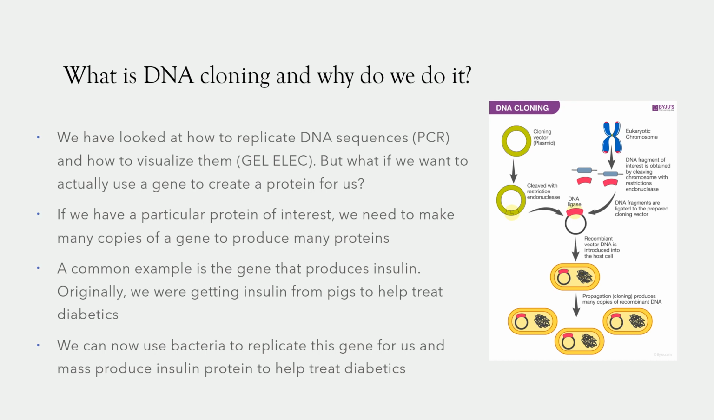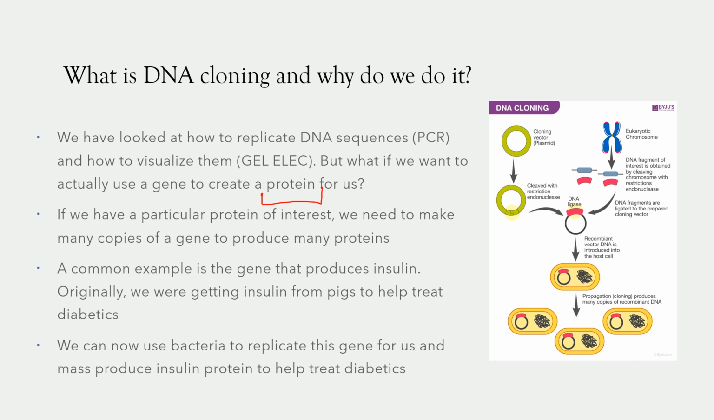So what is DNA cloning? This process can be referred to as a lot of things: DNA cloning, recombination, bacterial transformation. It has a range of different names, but they all mean the same thing. We've looked at how to replicate DNA through PCR, and how to visualize it through gel electrophoresis, which is fine. But what if we actually want to use that gene to create a protein? We don't just want to visualize it, we actually want to use it and create a protein product. This is when we have to do something called DNA cloning.